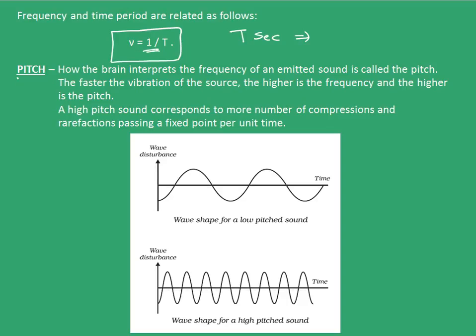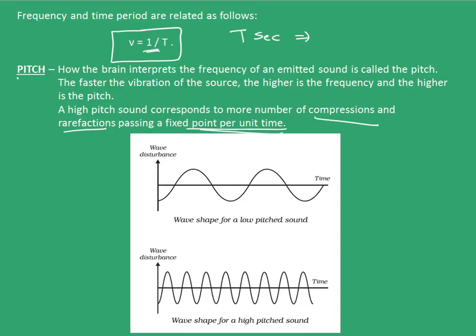The first term is pitch of the wave. Pitch is how the brain interprets the frequency of an emitted sound. The faster the vibration of the source, the higher is the frequency and the higher is the pitch. A high-pitched sound corresponds to more number of compressions and rarefactions passing a fixed point per unit time.